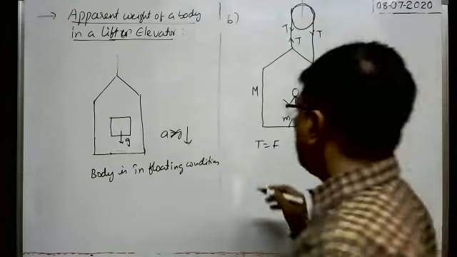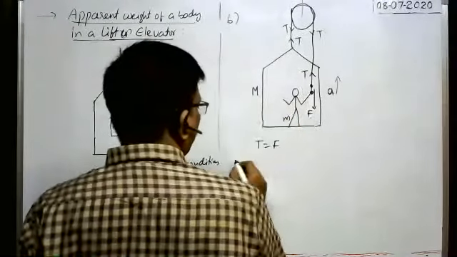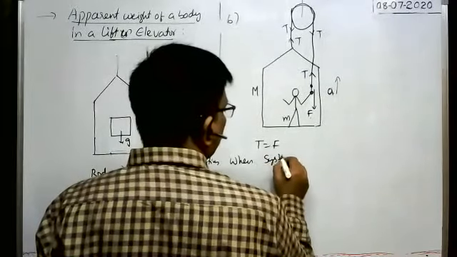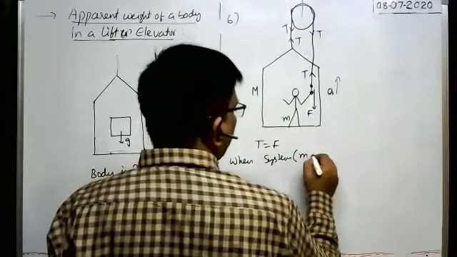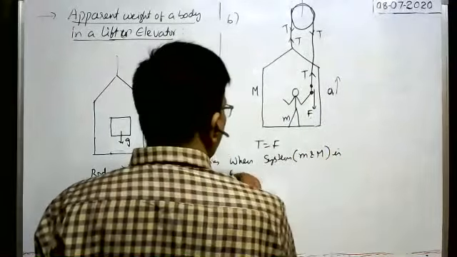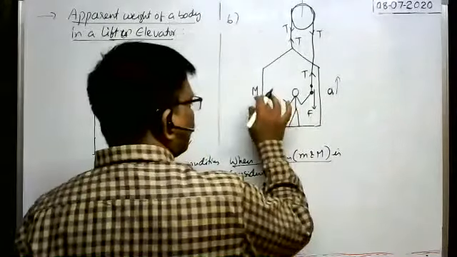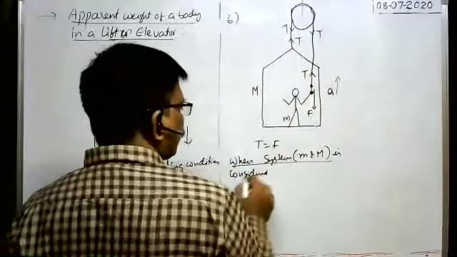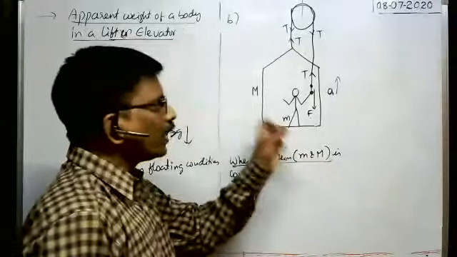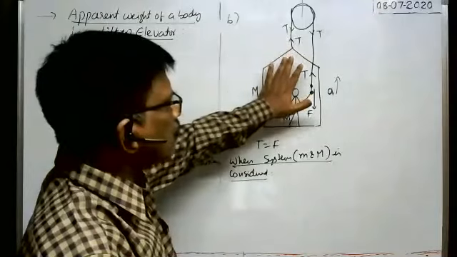Now, you consider the man elevator system. The system of small m and capital M, that means man and elevator system, is considered. When the system is considered here, because the man and elevator both travel with the same acceleration, that's why you consider the elevator and man as a single system. On this system, what are the forces that act? You tell me. On this man and elevator system, what are the forces that act?